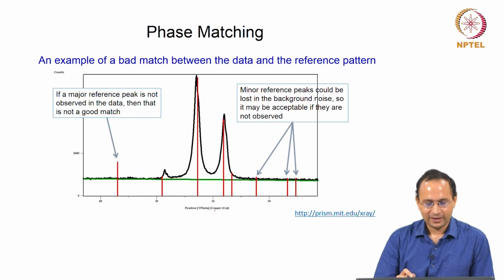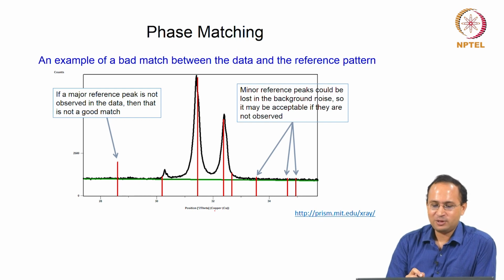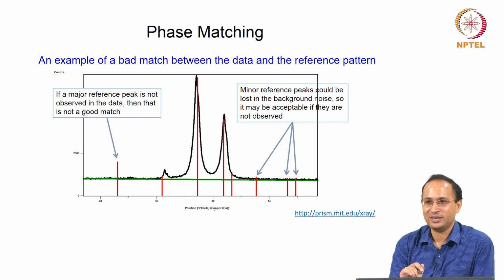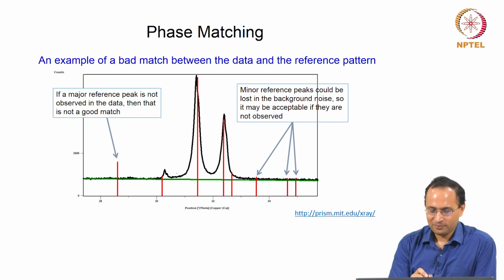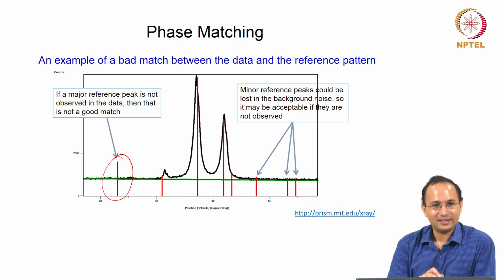The phase matching, right. Now, this is an example of a bad match between the data and the reference pattern. You have to know when the match is bad also, right. See here it is okay. Your main peak matches, but see here you have this intensity, but there is no peak, right. So you have to make sure not only one peak matches, but the whole pattern, at least 3-4 strongest peaks should match, right. So in this case, 1 and 2 are the strongest. If a major reference peak is not observed in the data, then that is not a good match.